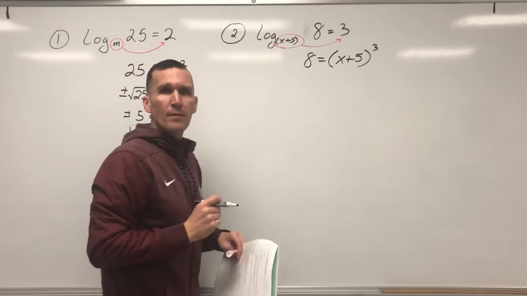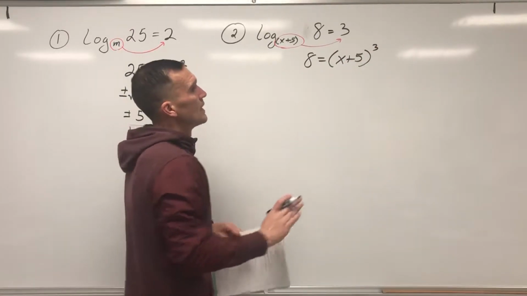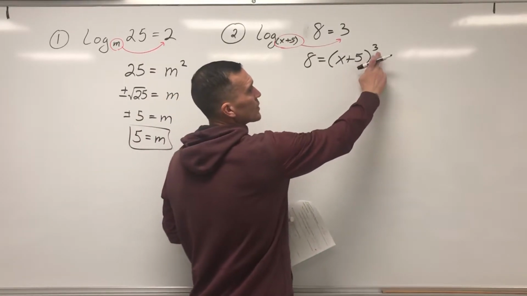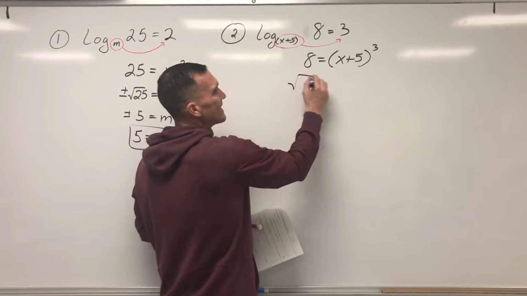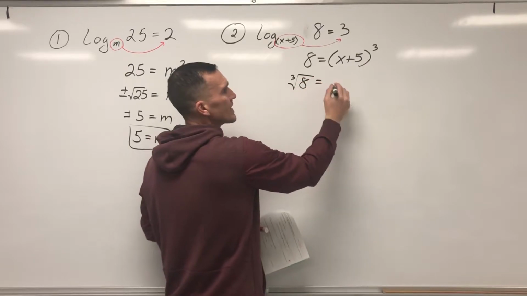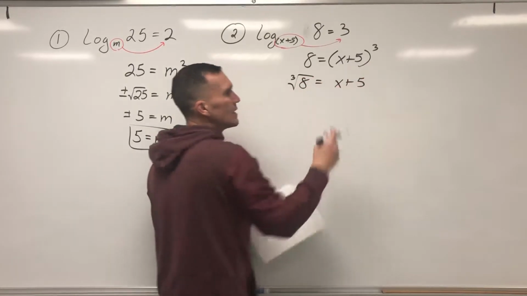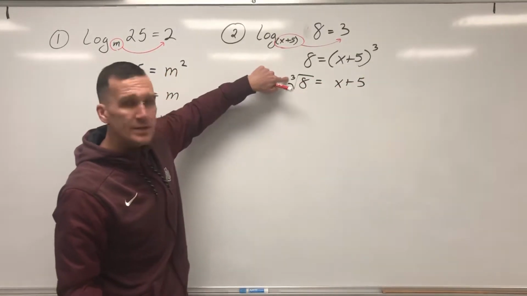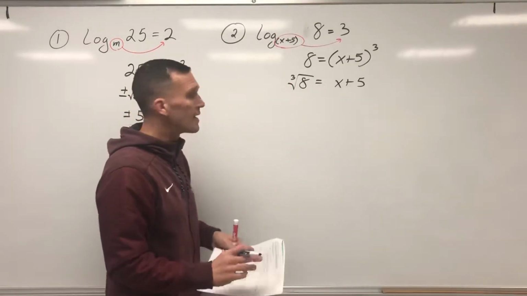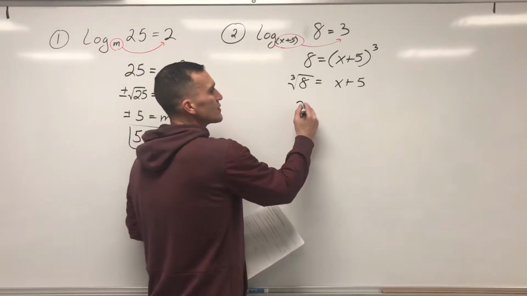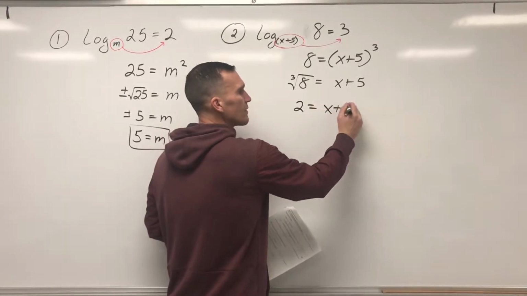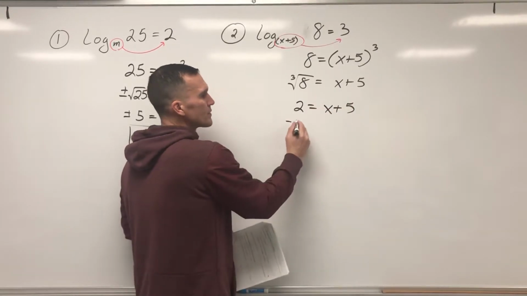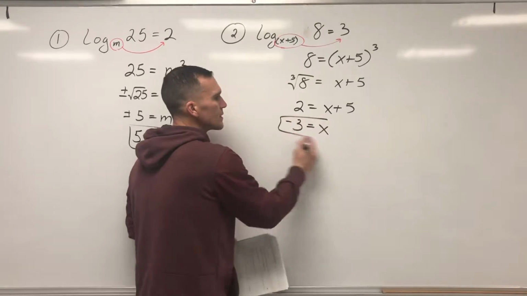I have 8 is equal to the exponent problem of quantity x plus 5 cubed. Now in order to get this x by itself, I have to cube root both sides. You do not need plus or minus when you do an odd index radical. And please remember the type of root is the index, so 3 is an odd number. The cube root of 8 is 2 equals x plus 5. When you minus 5 on both sides, you get negative 3 is equal to x.